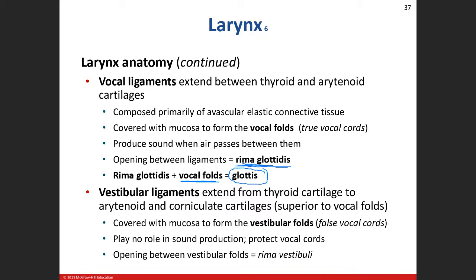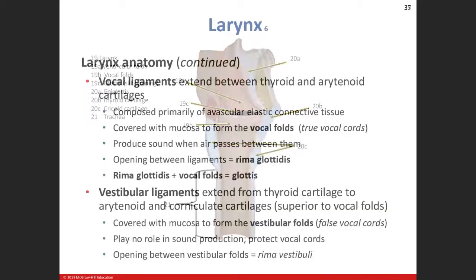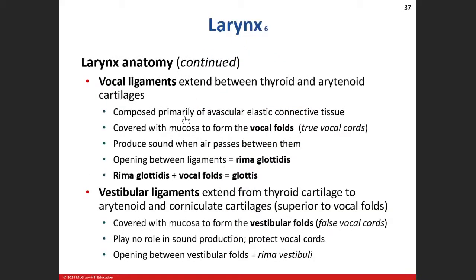All right, so you may have heard this guy, the false vocal cords. Those are the vestibular folds. Those were the structures that we saw here. The vestibular folds are up higher here. And so these are going to be known as the false vocal cords because they don't make any noise, but they are above the true vocal cords. So we refer to those as the vestibular folds there.